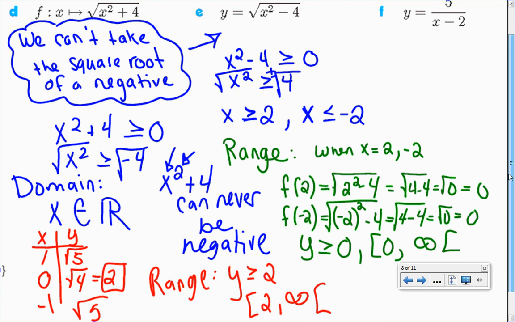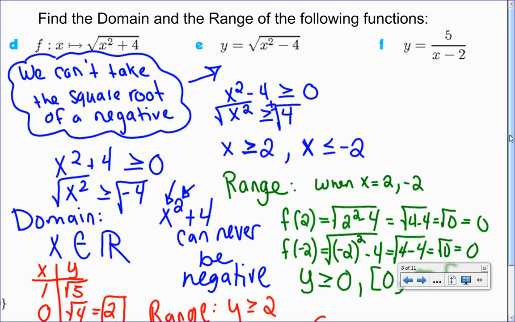Okay, last one. We're just going to look at the domain here. Again, we'll think about the range once we learn about asymptotes. So domain, right. In your head, you're going to think, look, we're dealing with a fraction, so we cannot divide by 0.